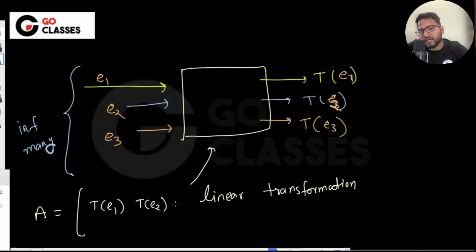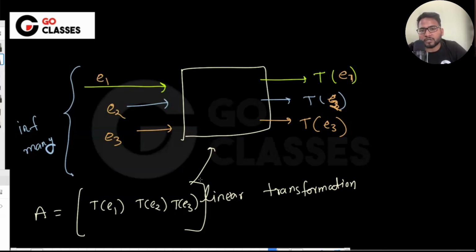Which means if you know the linear transformation of the basis vectors, don't you know the linear transformation of all the vectors? Now you give me any vector, I will tell you the linear transformation of that vector. You give me any vector v. What is the linear transformation of that vector v? This is AB, right?